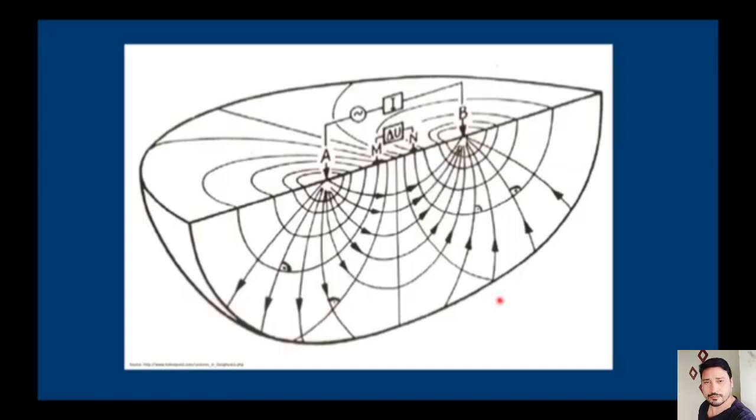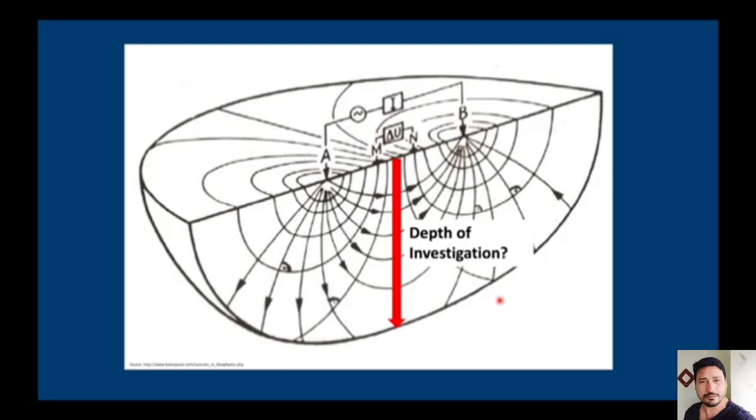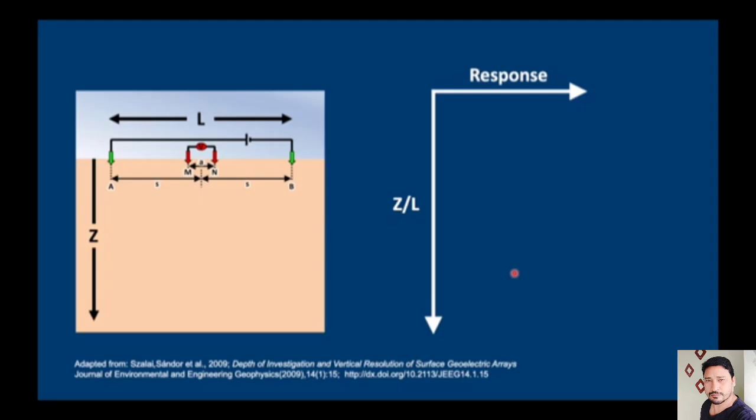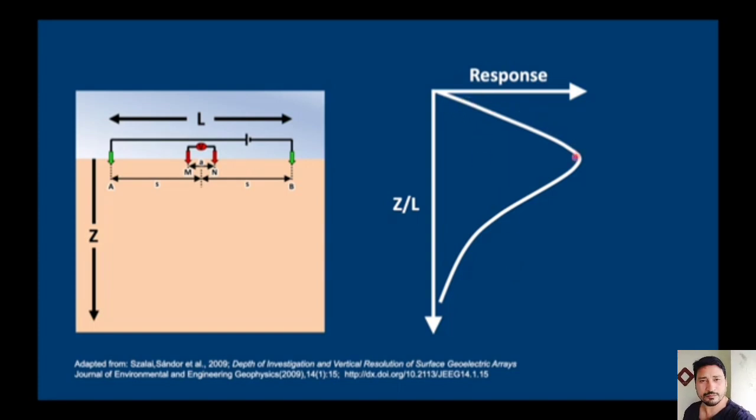The depth of investigation is difficult to define, as it depends on how the currents propagate in the subsurface. Let's say that we have a VES with an AB spacing of L, and Z is the depth below the sounding. If we plot Z over L against the response, you can see the relative contribution to a VES measurement from the different depths. Note that the measurement that we make is the total area under this curve.